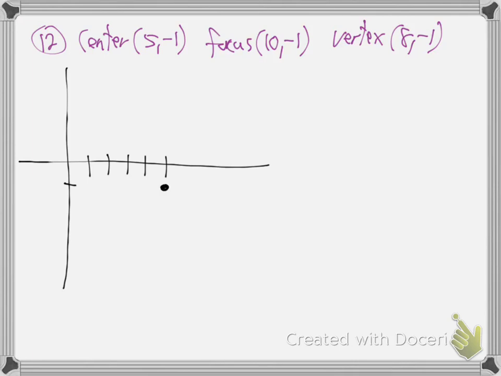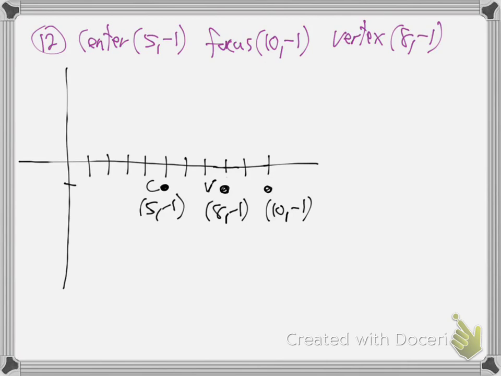So over 5, down 1 is the center. And then the focus goes all the way to 10. 6, 7, 8, 9, 10, down 1. And the vertex is at 8. So center, vertex, focus. Okay, all right, so can you begin to draw the graph?